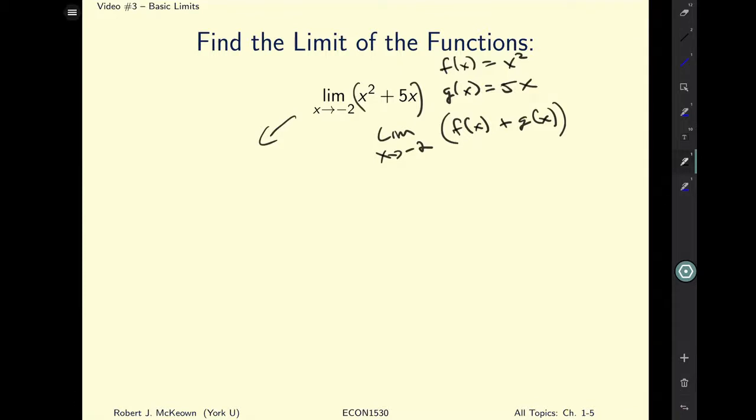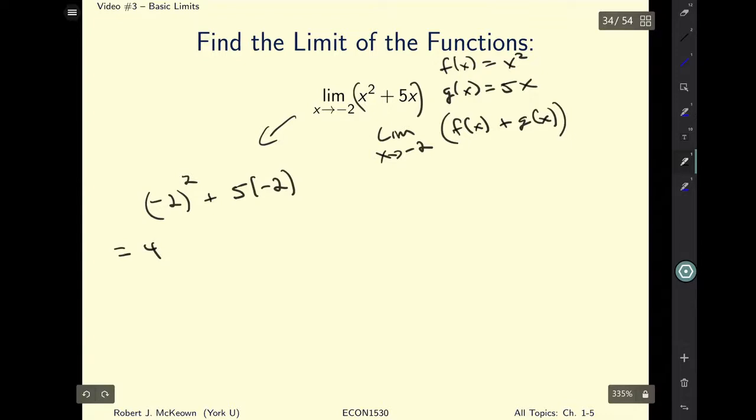Well, I can just plug -2 into this expression. So as this combined function gets close, where x gets close to -2, we're just going to have -2 squared plus 5 times -2. We're going to get 4 minus 10. And as x is getting close to -2, this function is going to be close to -6.